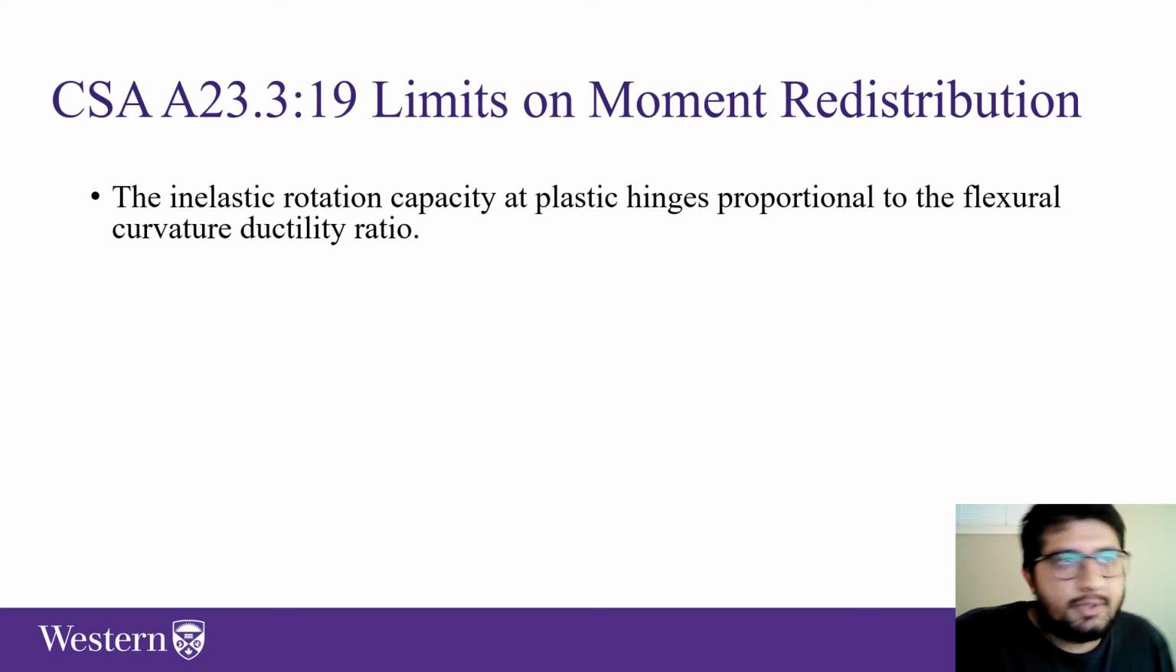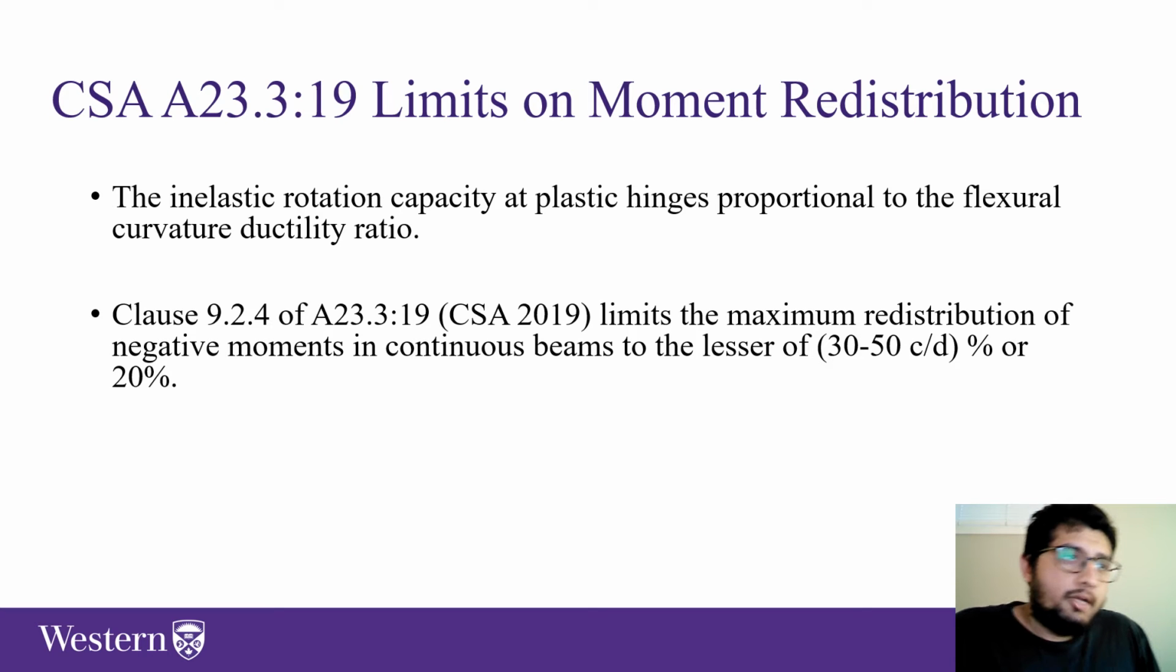So the inelastic rotational capacity of a plastic hinge is proportional to the flexural curvature ductility ratio, and clause 9.2.4 of A23.3 limits the maximum redistribution of negative moments in continuous beams to the lesser of 30 minus 50 c over d, where c is the neutral axis depth and d is the depth of the beam cross section, or 20%.